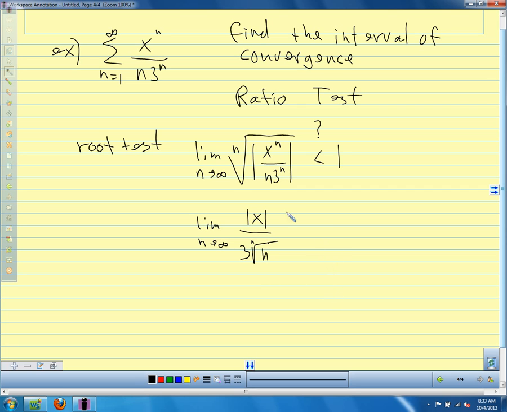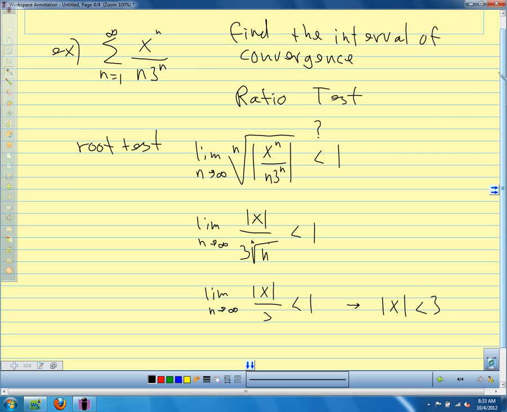So we want this to be less than 1. The limit as n approaches infinity of the nth root of n is 1. So we have the limit as n approaches infinity of the absolute value of x over 3 is less than 1. So finally, this is less than 1. This doesn't depend on n. So this is less than 1 when the absolute value of x is less than 3. All right, see? Wasn't that easy?